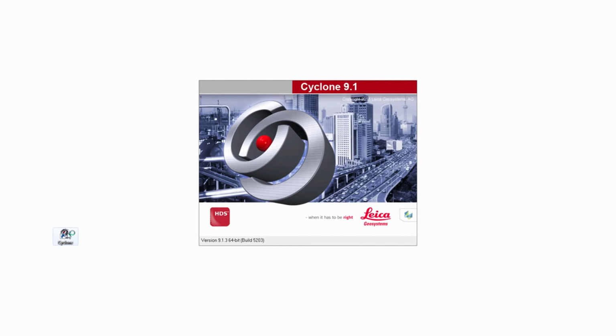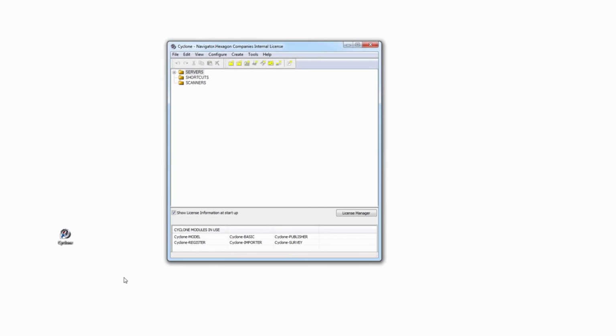After the restart, open up Cyclone via double-click on the desktop icon. The first window which appears asks you to specify the license server to be used. In this case, all licenses are activated locally. Please have a look at our licensing how-to videos to learn more about licensing your Leica Geosystems HDS product. And with this, the installation as well as the initial setup of Cyclone is finished.